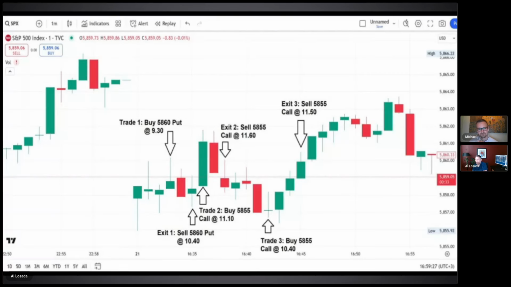Okay. All right. So with 10 contracts per trade, Michael, the first trade, then $9,300 at risk. Is that a correct statement? Correct. Yes, this is what you pay in debit for 10 contracts. Per contract is $930 in this case, times 10.